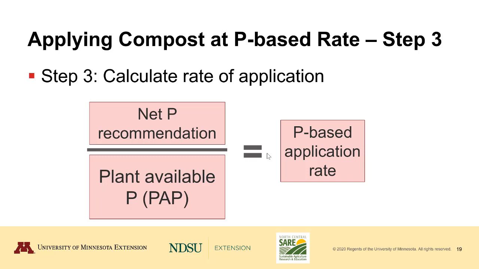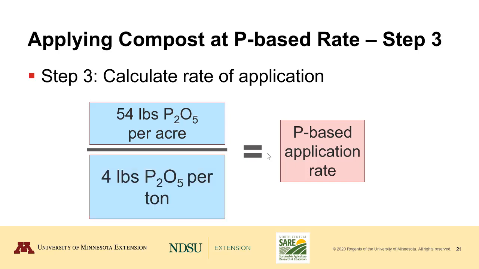So step 3 is to divide step 1 by step 2. So you have your net P recommendation from step 1, divide it by the plant available P in the compost from step 2, and that will equal your P-based application rate. So in our example, if you remember, we needed to apply about 54 pounds of P2O5 per acre for our alfalfa. And in the compost, we have about 4 pounds of P2O5 per ton available. And there we get our answer, 13.5 tons per acre.